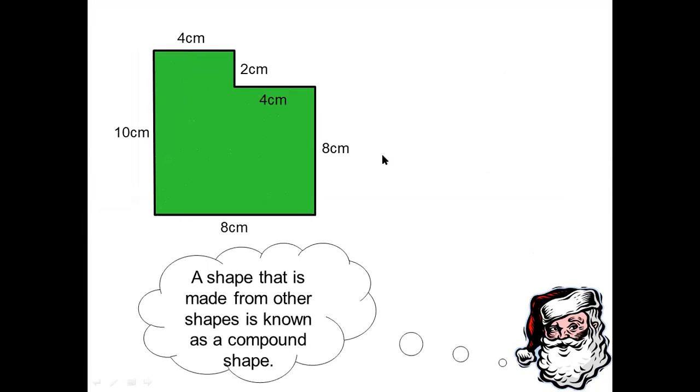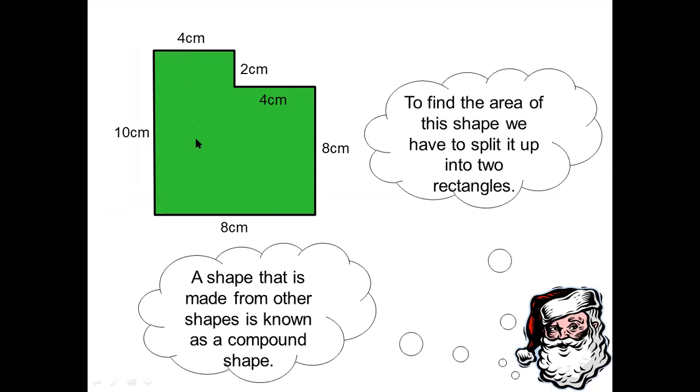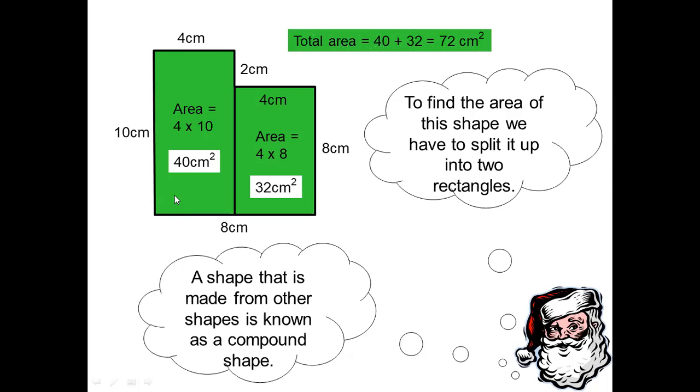Let's see, if we have a compound shape like this, any compound shape, we divide it into two or more shapes, meaning 2 or 3 shapes. In this shape, I will divide it into two shapes, area 1 and area 2. Area 1 is 4 times 10, and area 2 is 4 times 8, which is going to be 32. So the area of the whole shape is 40 plus 32, which is going to be 72 centimeters square.